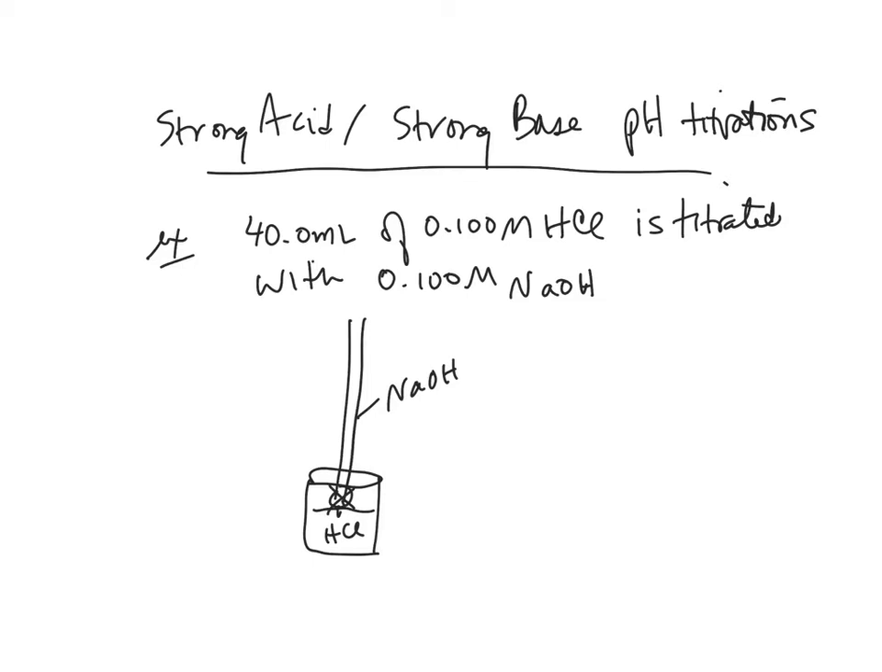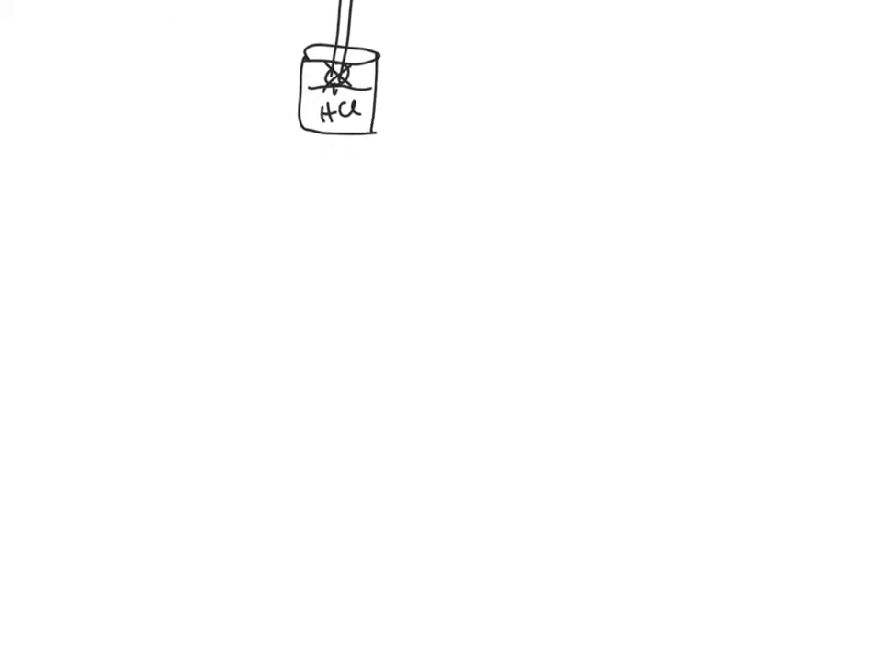So let's see, we will start with the first step, which is 0.00 milliliters of sodium hydroxide added. Now that means that no sodium hydroxide has been added from the burette, and we just want to know what the pH is for the HCl.